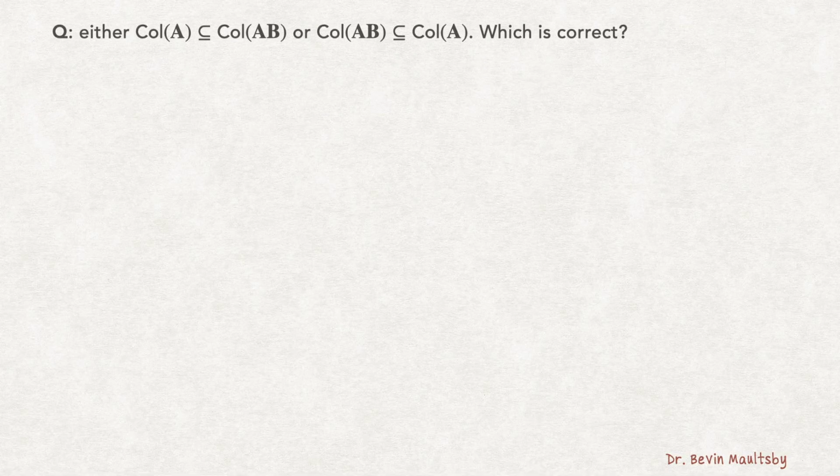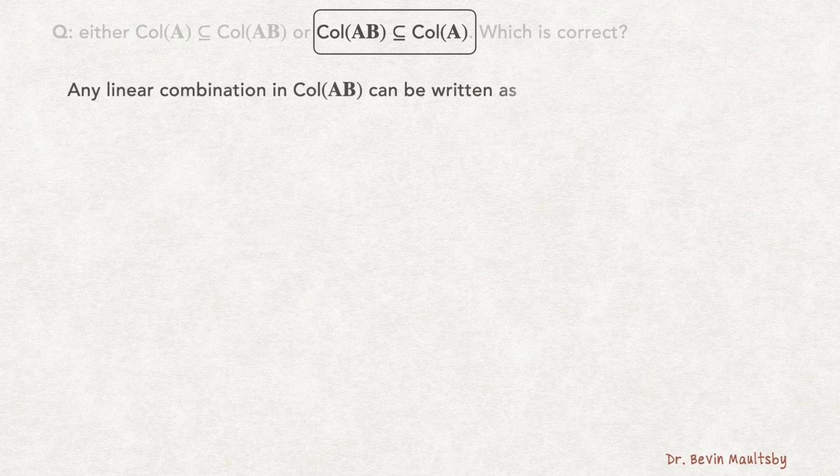All right, I hope that you were able to arrive at one of these two conclusions. Here's the answer. It turns out that the column space of A times B is a subset of the column space of A. And let me show you how you could get to this. Following the hint, we can create a representative linear combination of the columns of AB by taking those columns and creating a linear combination out of them.